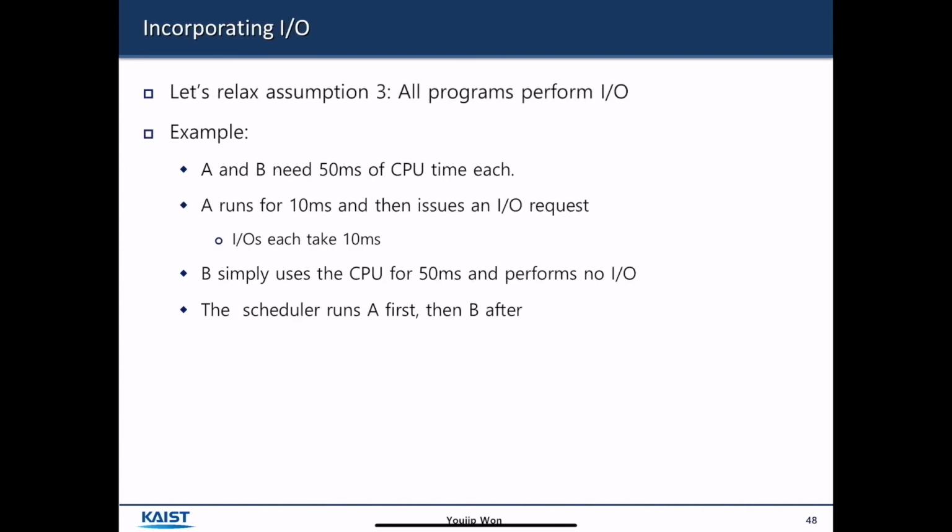So now let's relax assumption number 3, so that programs perform I/O. Let's say that A and B need 50 milliseconds of CPU time each. A runs for 10 milliseconds and then issues an I/O request, and the I/O takes 10 milliseconds. B just needs a total of 50 milliseconds of CPU, and it does not perform any I/O. Let's assume that the scheduler runs A first and B after.